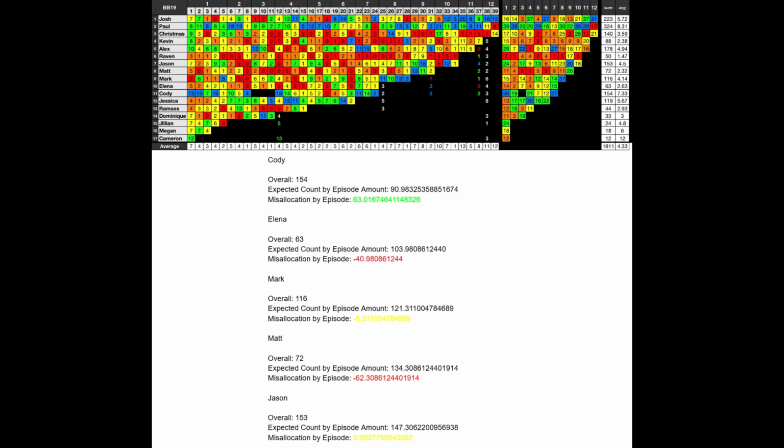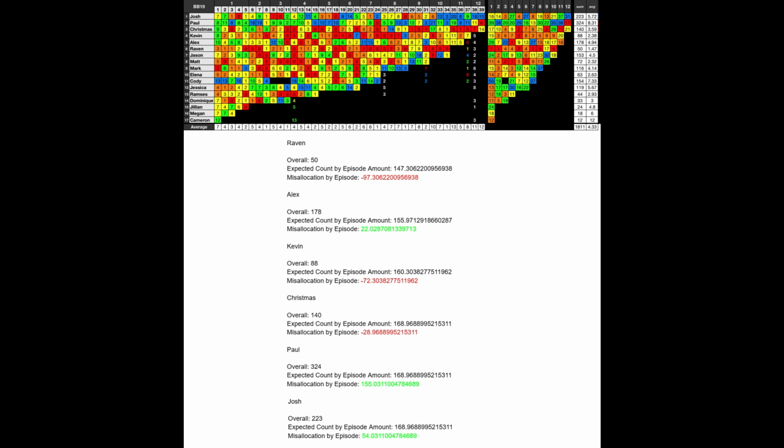Jason got 153 diary rooms, and his expected count by episode amount is 147.3, causing for a 5.69 misallocation, causing him to be in the perfect median range. Raven got 50 diary rooms, and her expected count by episode amount is 147.3. This causes her to have a negative 97.3 misallocation, so she's literally missing about 2/3, i.e. 67% of the diary rooms that she needed in order to have an evenly distributed edit.